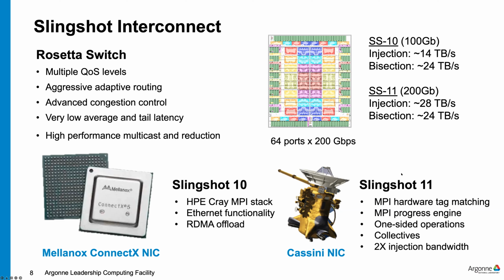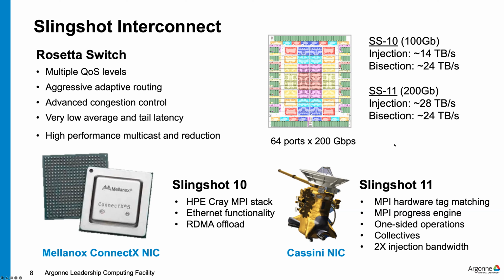And these have some additional HPC focused features, such as this hardware tag matching. It has its own progress engine. It has dedicated support for some collectives that can be handled on the NIC and the switch, and then special support for one-sided operations. And Slingshot 11 NICs will go from the current 100 gigabits to 200 gigabit performance.